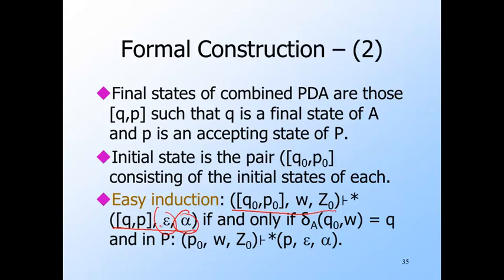And that happens if and only if the original PDA goes from its initial ID with input W to the ID with the same state P and alpha on the stack. And of course the DFA goes from its initial state on input W to the state Q. We'll skip the details as the proofs are not too hard.